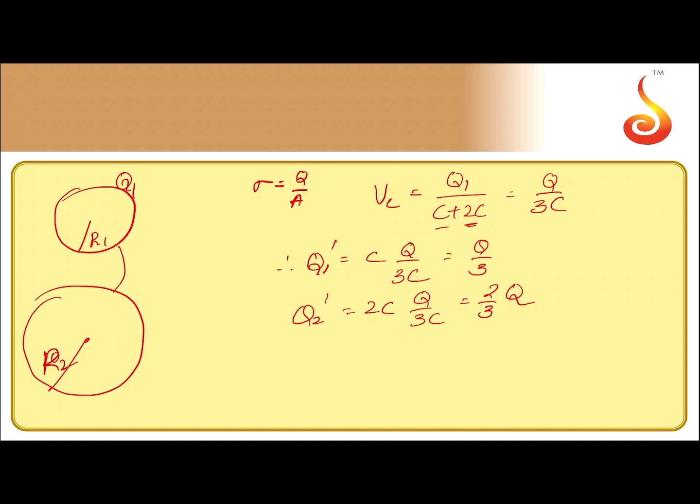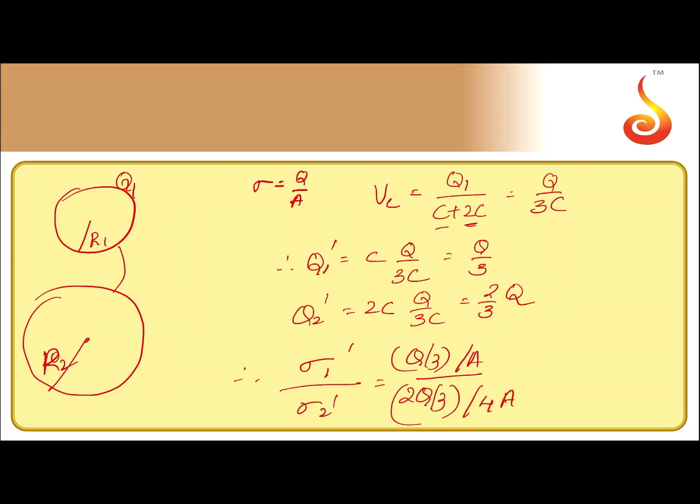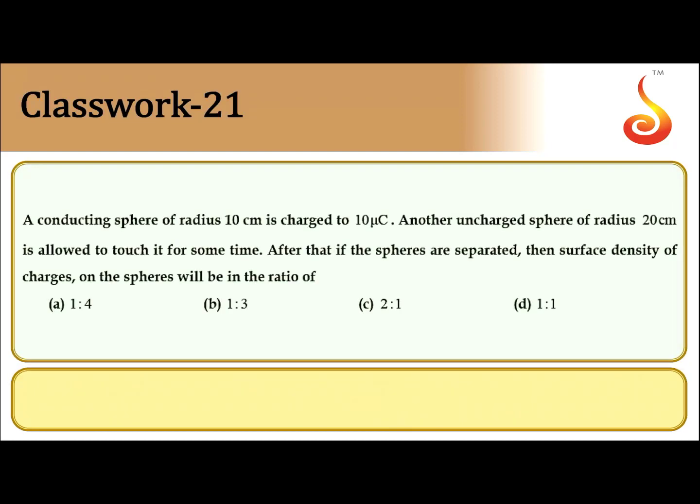Therefore, the surface charge densities sigma 1 dash divided by sigma 2 dash are charge per unit area Q by 3 whole divided by A divided by 2Q by 3 whole divided by 4A. Why 4A? Because its radius is twice. That is nothing but 2 divided by 1. Therefore, the surface charge densities are in the ratio 2:1.